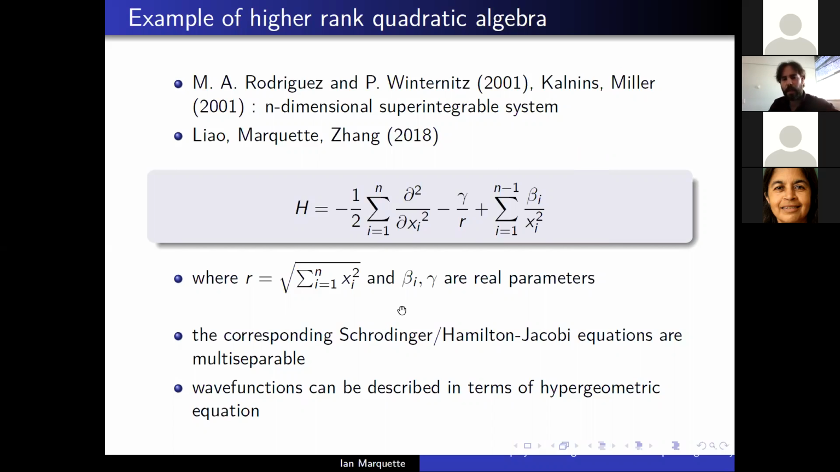So it has many properties. It can be separated in hyperspherical and hyperparabolic types of coordinate systems. You can obtain the wave function in terms of hypergeometric type polynomials, for example, the Laguerre polynomial, or you will get the Jacobi polynomial for the angles, and you can characterize the energy spectrum.